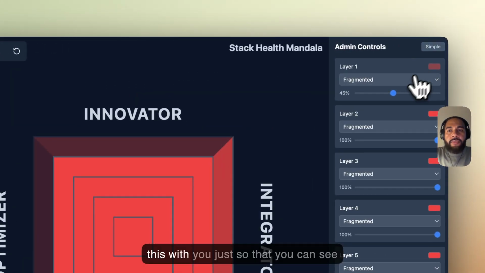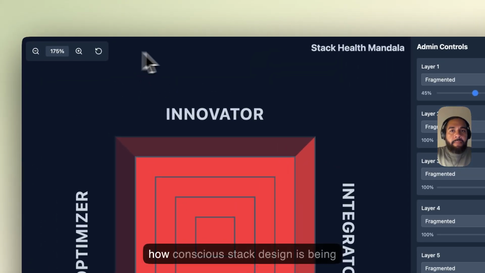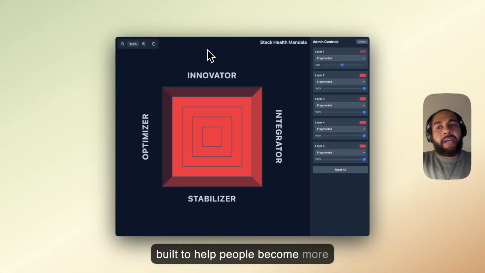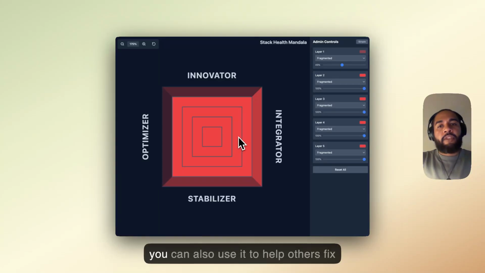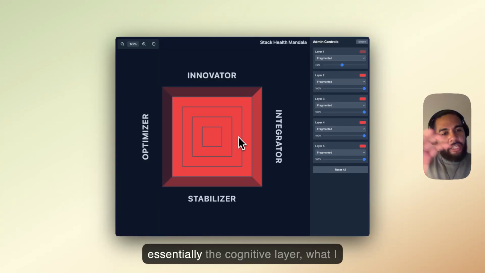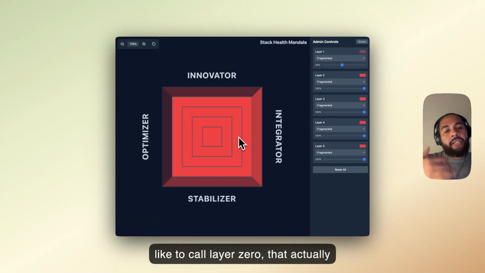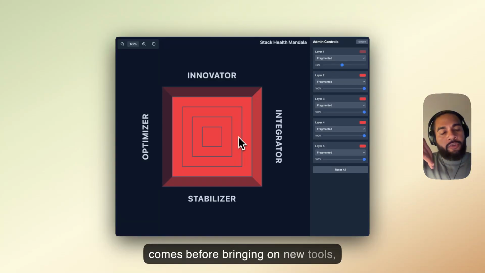And again, if you want to learn more about this, just go to consciousstackdesign.com. But I thought I'd share this with you just so that you can see how Conscious Stack Design is being built to help people become more aware and conscious of the digital tools that are impacting them on a day-to-day basis. And through this, you can also use it to help others fix essentially the cognitive layer, what I like to call layer 0, that actually comes before bringing on new tools.